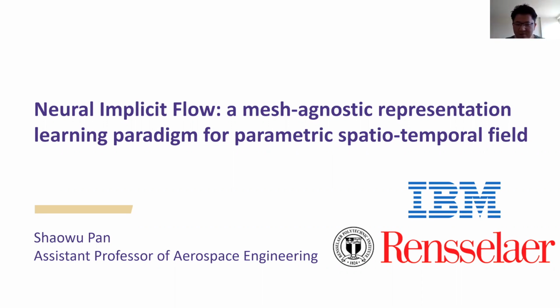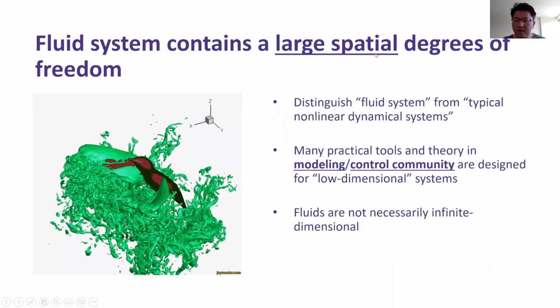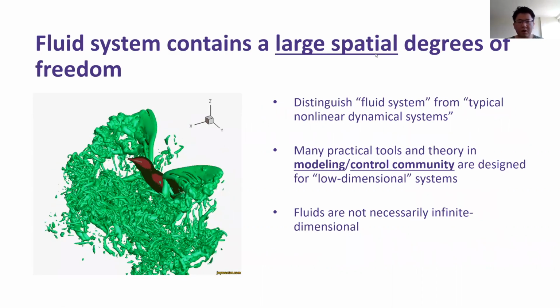Awesome. Thank you, Savis, for the warm introduction. Hi, everyone. Today, I'm going to talk about Neural Implicit Flow, my postdoc work at UW. It's a mesh-agnostic representation learning paradigm for parametric spatial-temporal fields. Okay, so first, I want to give a little bit of background introduction to this problem.